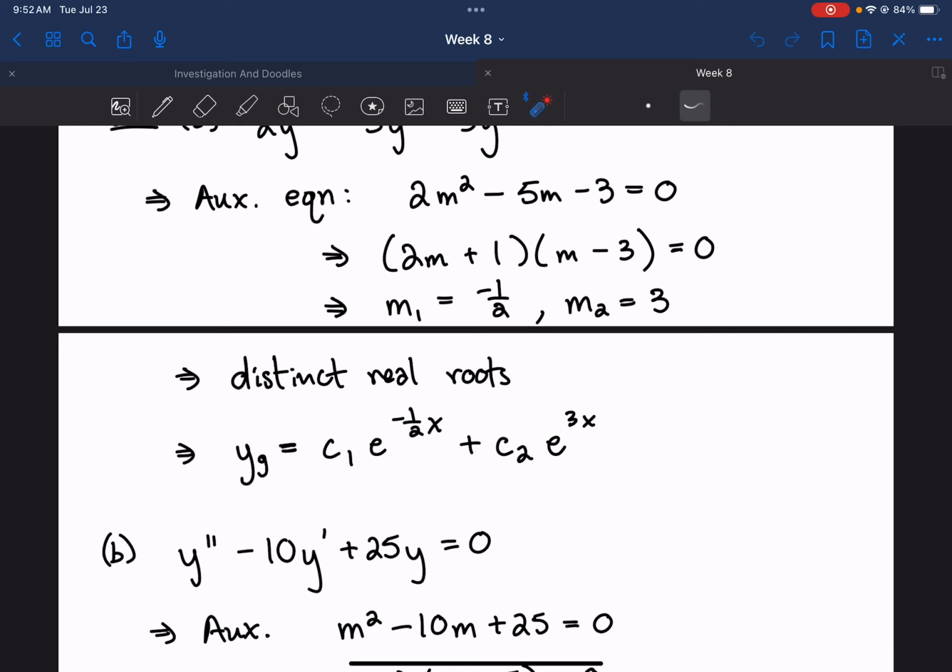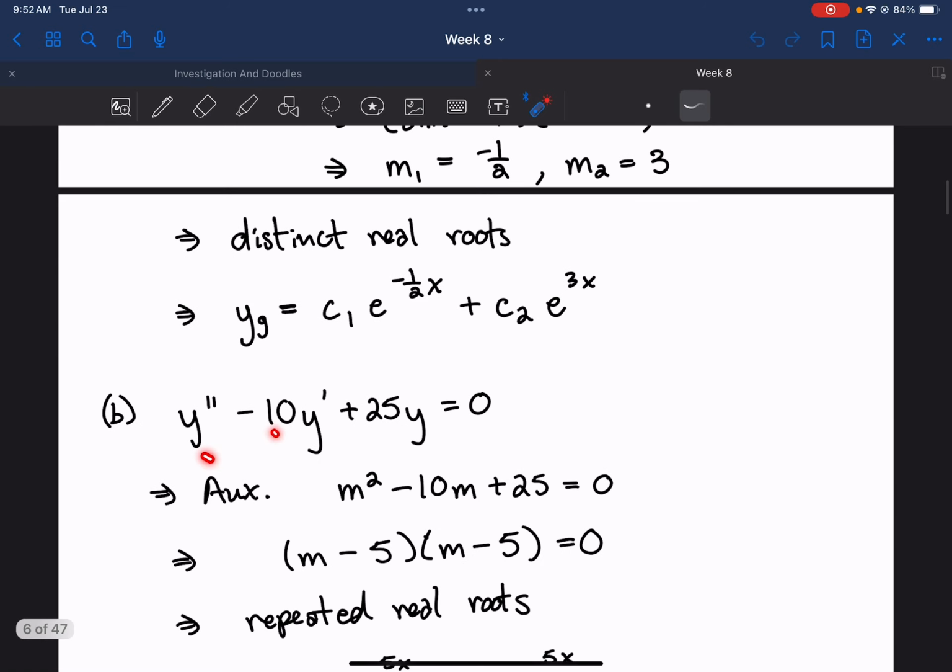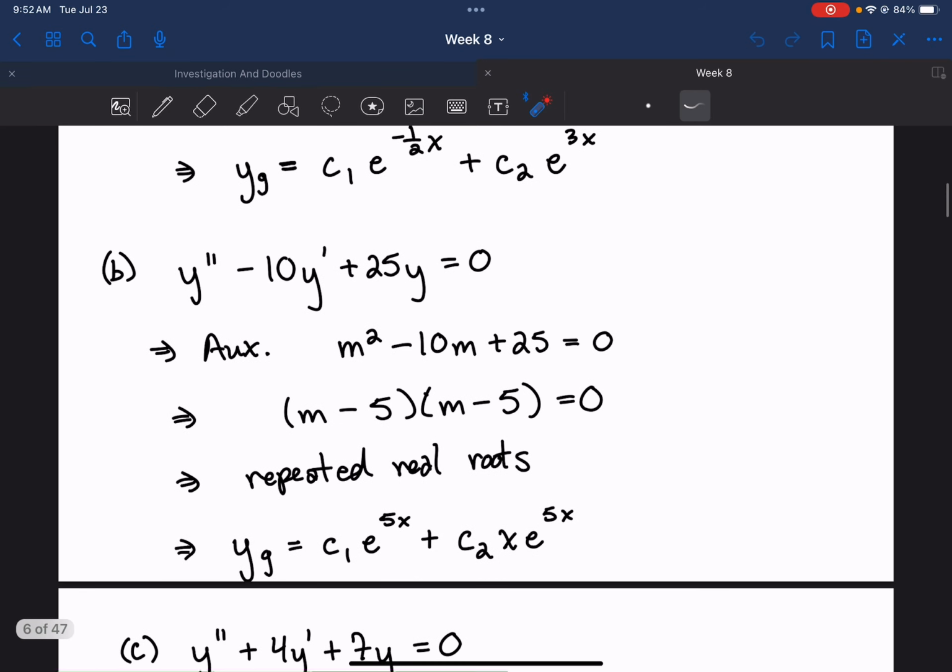Okay, let's go again. Y double prime minus 10y prime plus 25y. M squared minus 10m plus 25. Factor it: m minus 5 squared, right? This is a perfect square. Since this is a repeated real root of 5, m1 equals m2 equals 5. To get the general solution, you take c1 e to the 5x plus c2 x e to the 5x.